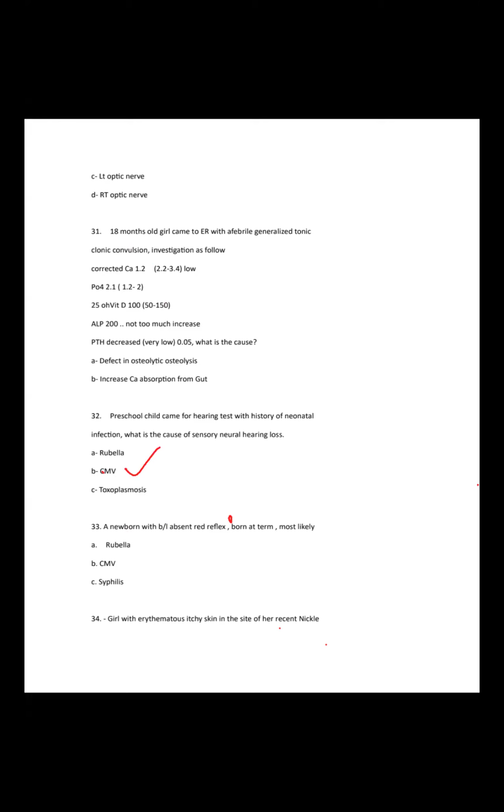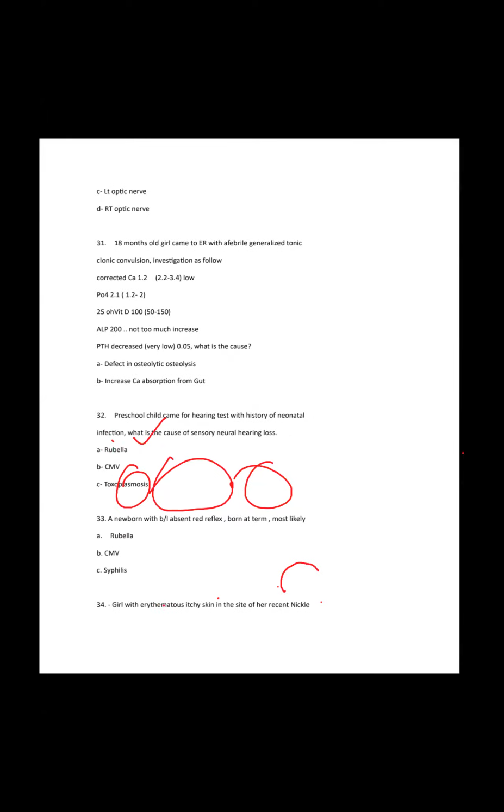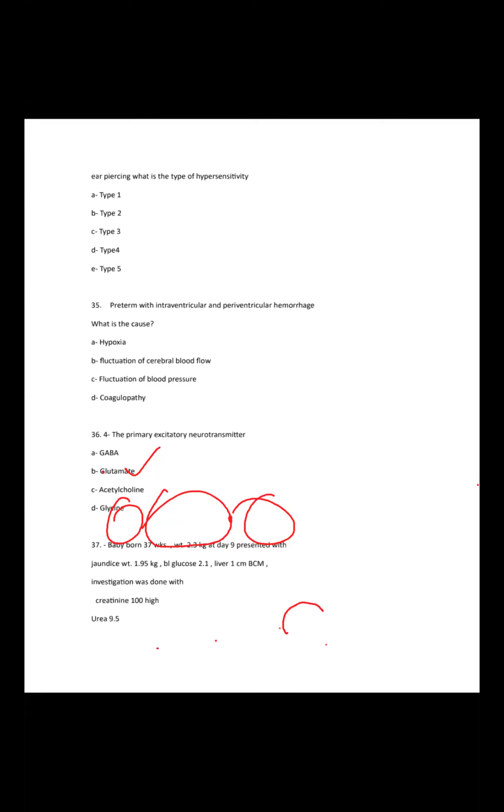Newborn with bilateral absent red reflex, born at term. Most likely, what could be the answer? So this is a newborn with bilateral absent red reflex born at term. What could be the likely cause for that? So it could be rubella, most likely eye involvement. Girl with erythematous itchy skin after recent nickel ear piercing. This is type 4 hypersensitivity.